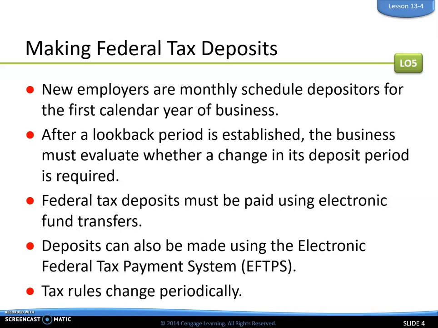If we are a new business, we wouldn't have a look-back period. So therefore, we would be a monthly scheduled depositor for the first calendar year of our business. After that look-back period is established, then we would evaluate whether we would change our deposit period. Federal tax deposits must be paid using electronic fund transfer. Deposits can also be made using the electronic federal tax payment system, which they call EFTPS. The other thing is that tax rules change, and it is the business's responsibility to stay up to date with those tax rules.